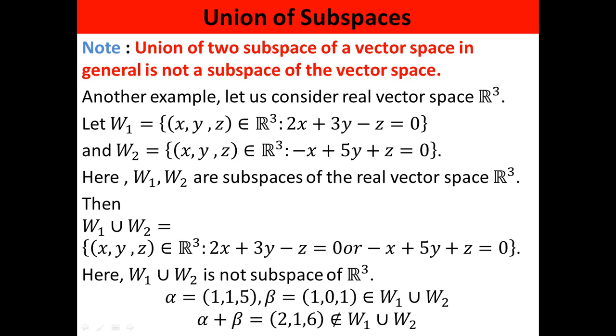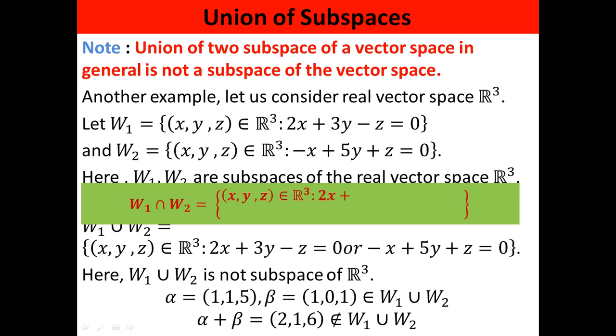If you put it in the first condition, 2x plus 3y minus z, then this will be 2 into 2 means 4, 3 into 1 means 3, 4 plus 3 means 7, minus 6 equal to 1, which is not equal to 0. And also if you put it in the second condition, this will be minus 2 plus 5 into 1, that is minus 2 plus 5 means 3, and here z is 6. 6 plus 3 means 9. This is not equal to 0. Therefore (2, 1, 6) does not satisfy this condition or this condition. So W1 union W2 is not a subspace.